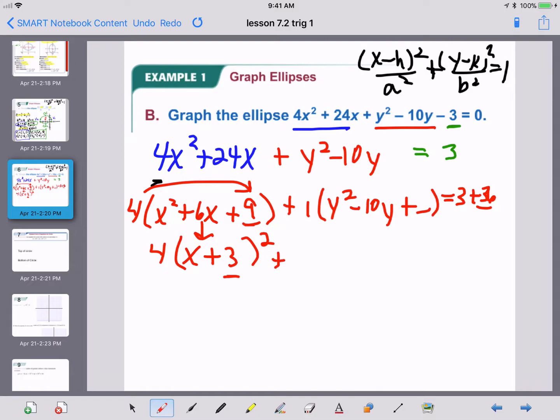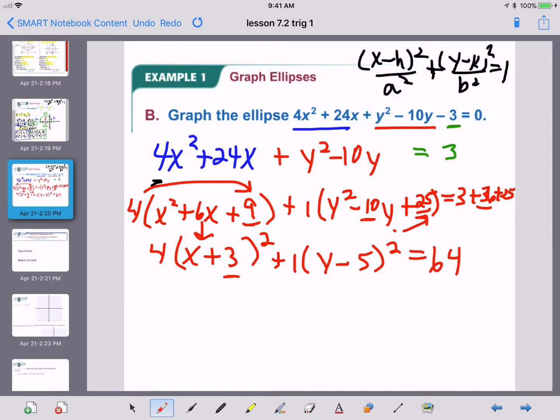Now let's do the same thing for this one. Half of negative 10 fills the spot. 5 squared fills this spot. Whatever we add to one side, we have to add to the other side. So I don't have a lot of room. Now let's think about what that is, and let's make that a little prettier for you to see. And then 3 plus 36 plus 25 is 133. No, that's not right. 3 plus 36 plus 25 is 64.